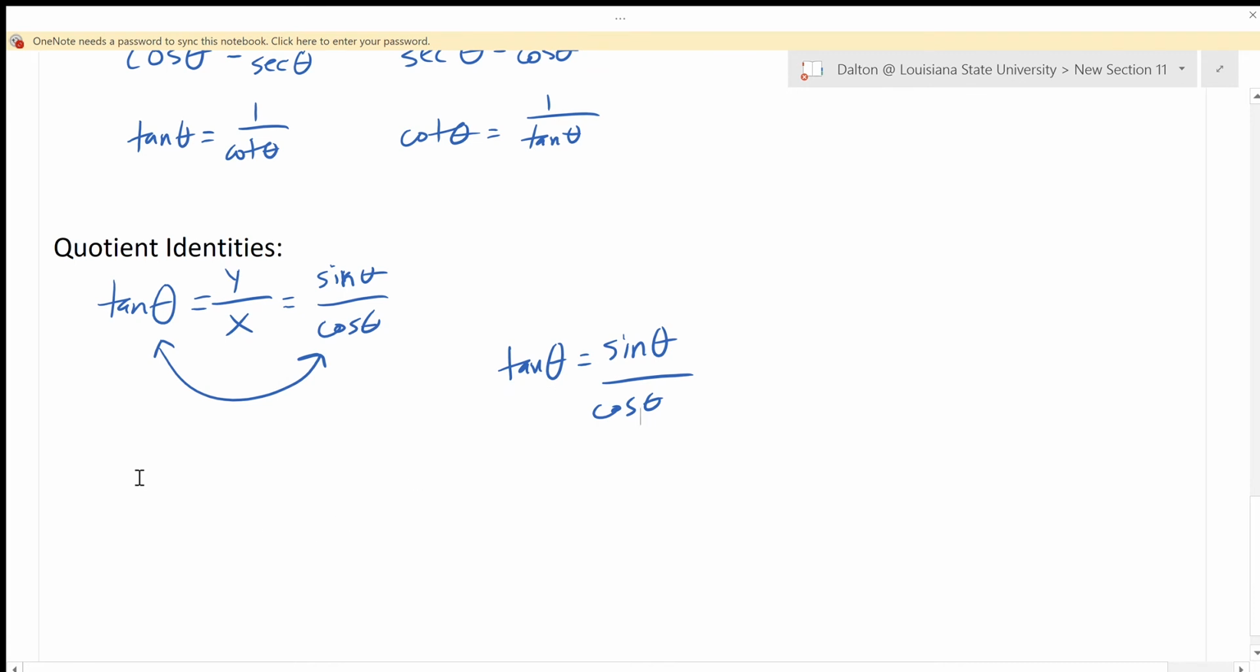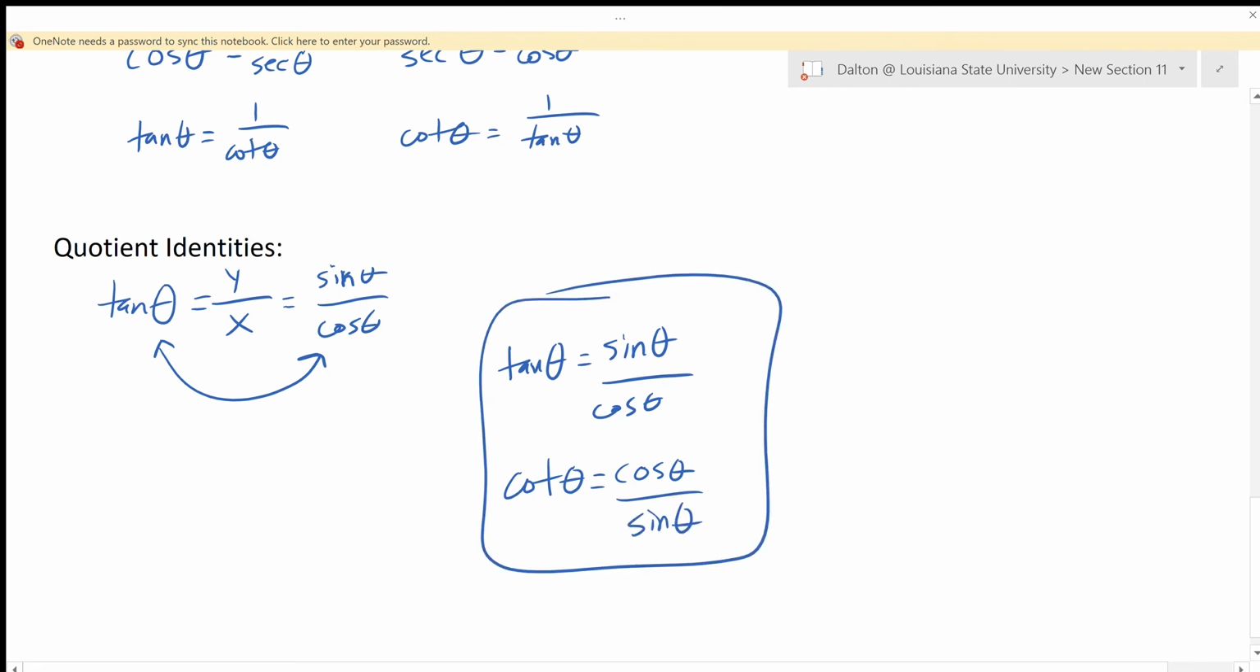We have 2. What if I reciprocate both sides of this? What's the reciprocal of tangent? Cotangent. And if I reciprocate sine over cosine, then I get cosine over sine. So these two are your quotient identities. Any questions so far? Okay.